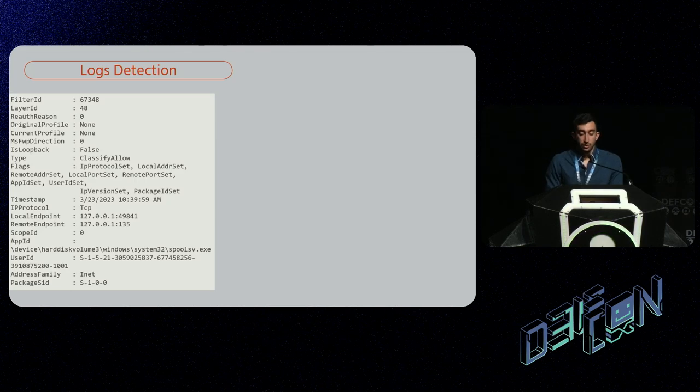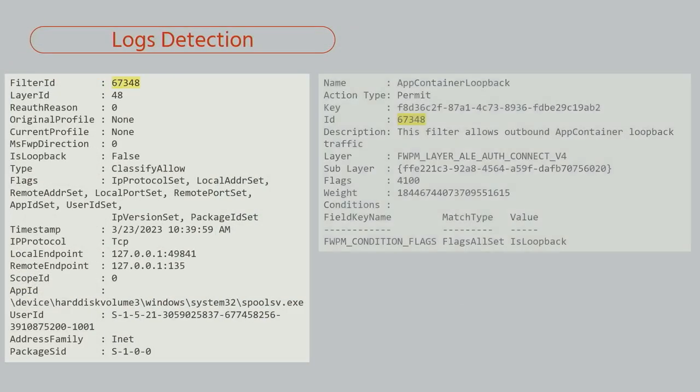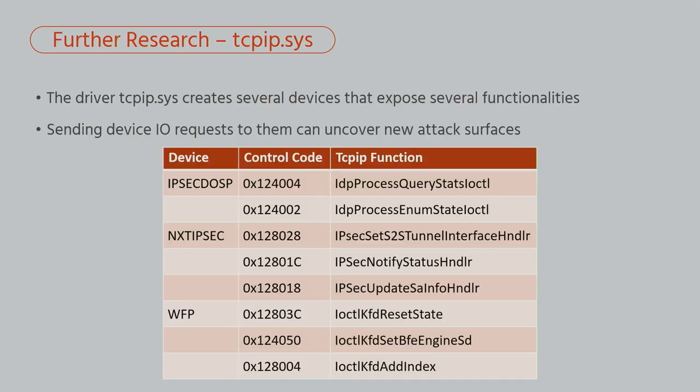This log shows that the spooler service was allowed to connect to the port 135 on the localhost. There is no mention of an IPsec policy or an RPC method that invoked this connection, but there is a filter ID. Querying this filter returns the following information. Again, it's just allowing localhost communication. No mention of IPsec or any data relevance. Let's move to further research.